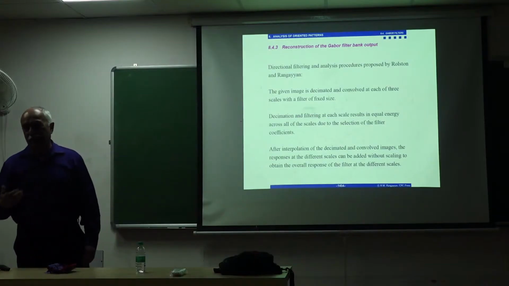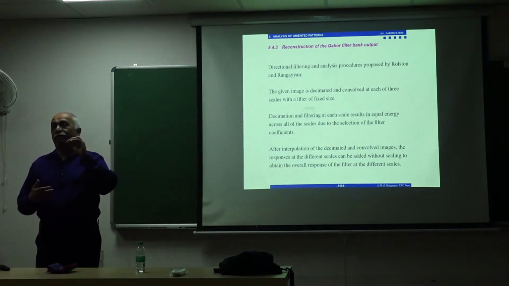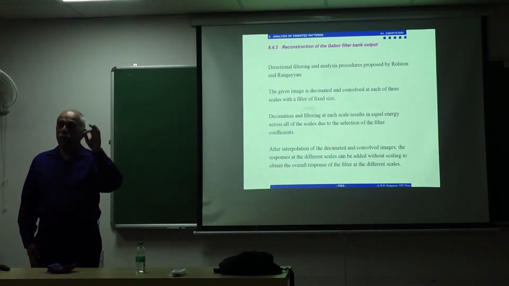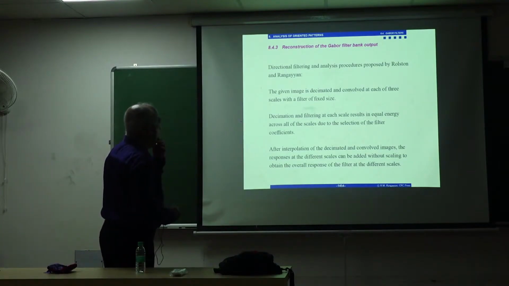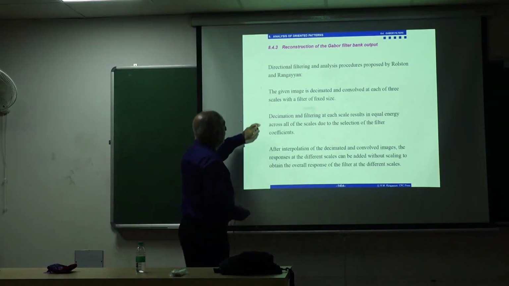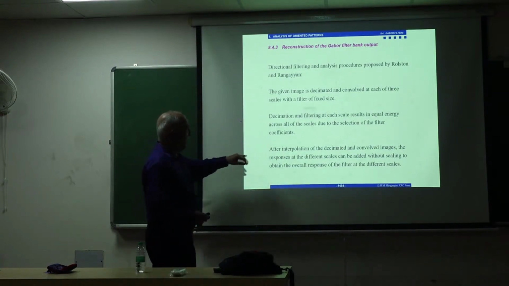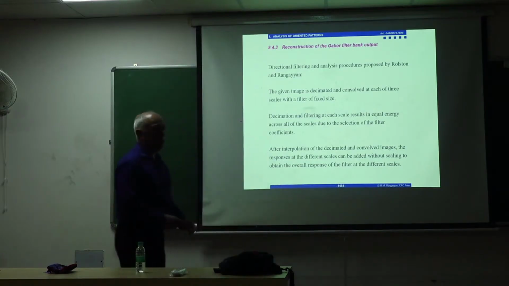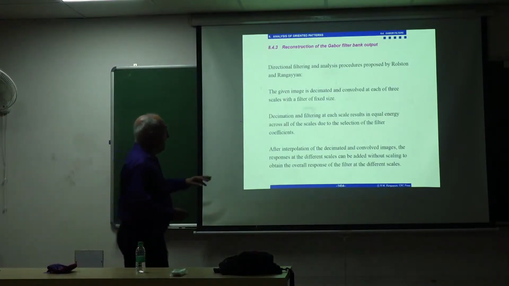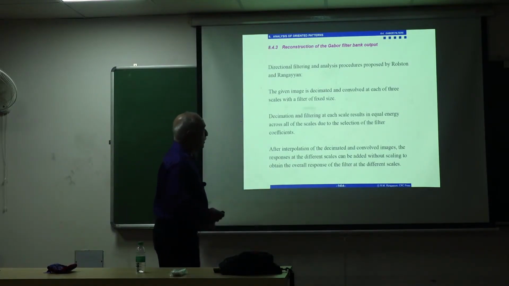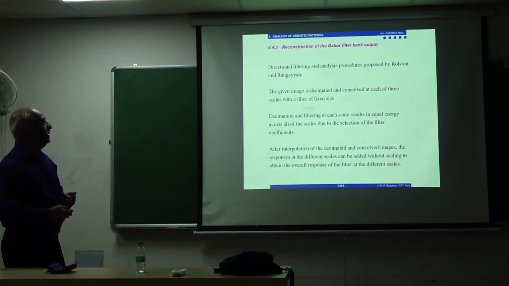So each pixel can be treated as a vector in the output image, and at every pixel you can compute a vectorial sum of the components you have obtained. So decimation and filtering at each scale will provide you these images, and you may need some interpolation of the decimated and convolved images because you have downsampled them. You have to go back to the original size, and then they can be added to obtain the overall response, added either directly or using the vectorial format.